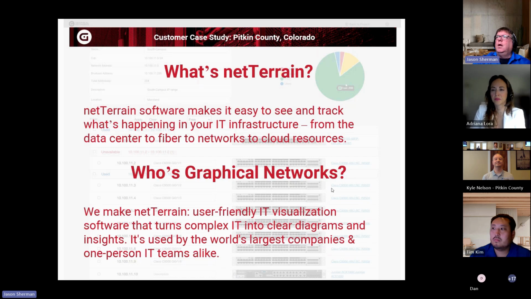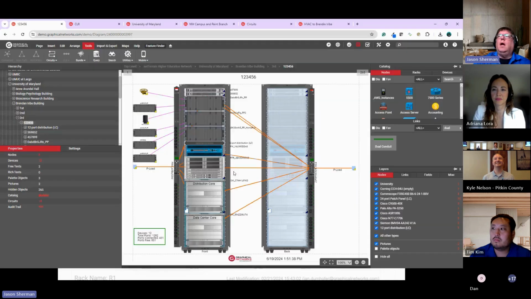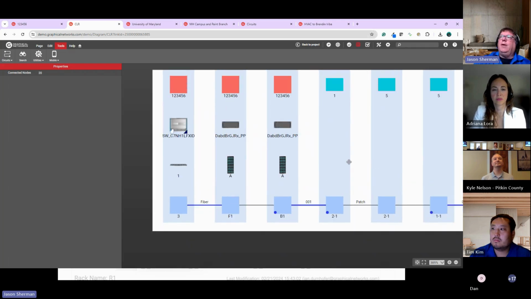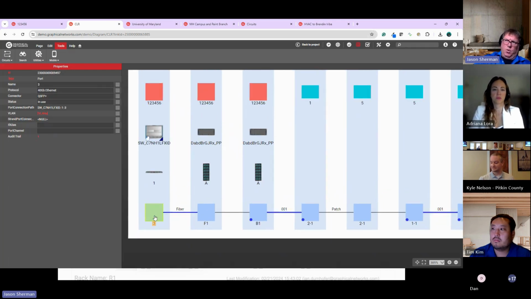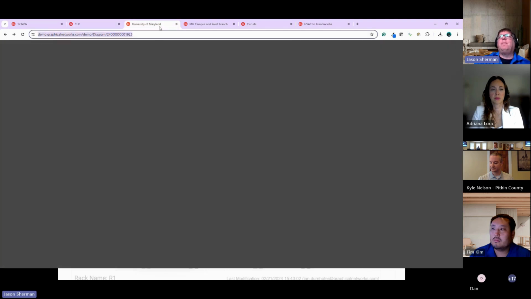So with that said, co-presenter today is Kyle. Before I get to Kyle, just real brief and quick, because the focus is really going to be Kyle, I am going to mention just a little bit about the netTerrain software. I mentioned some of the things you can do, rack and stack, rack elevation type drawings, being able to generate path diagrams, physical connections, how do I connect from this port to the next port to the next port? What is that path? What does that look like, right?